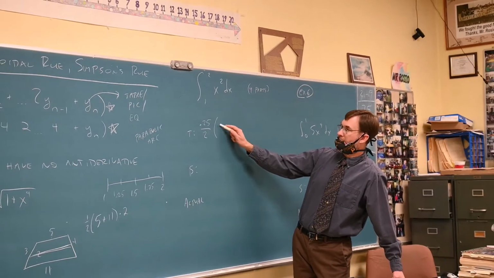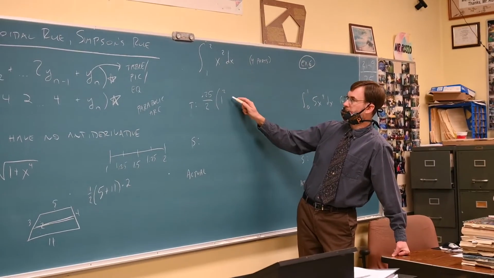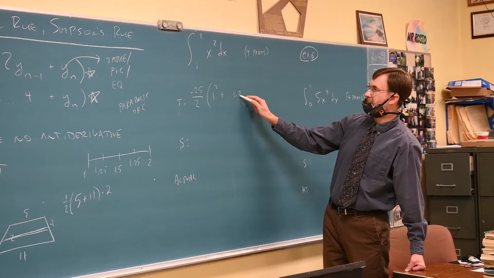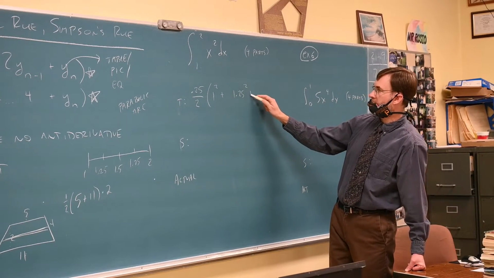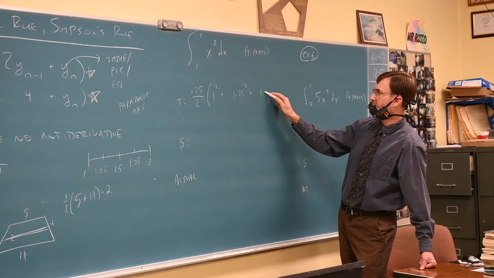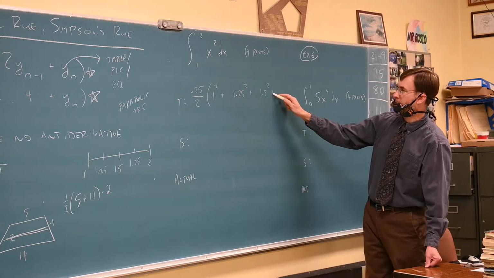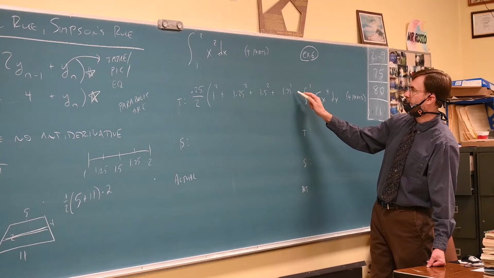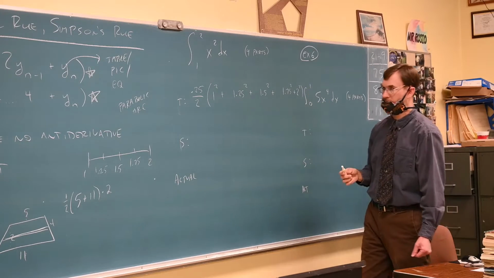And then I'd plug in the 1 to get squared. Leaving a space on purpose, I need the 1.25 to get squared. Leaving a little space on purpose, I need the 1.5 to get squared. Little space on purpose, I need the 1.75 to get squared. And then I need the 2 to get squared.